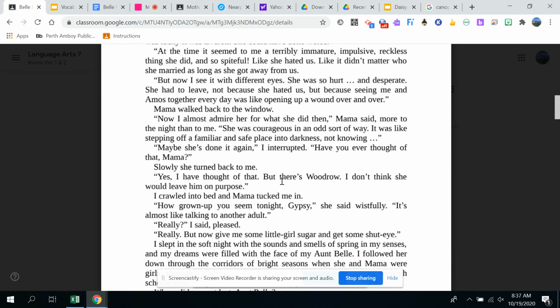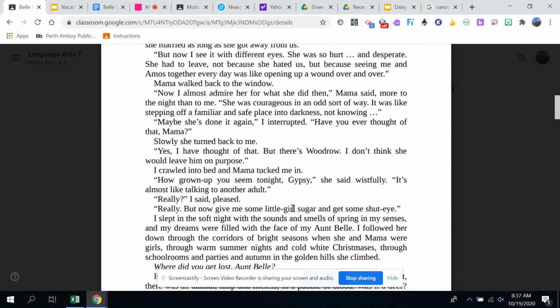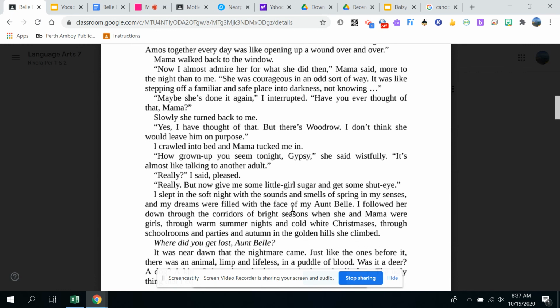Slowly she turned back to me. Yes, I have thought of that. But there's Woodrow. I don't think she would leave him on purpose.